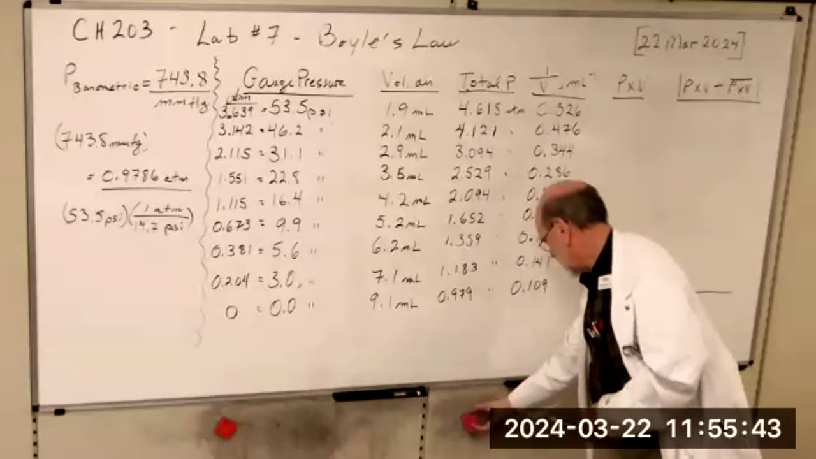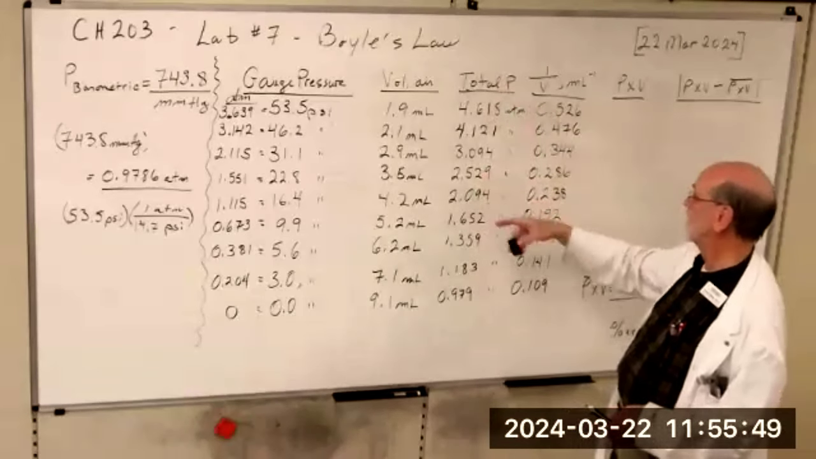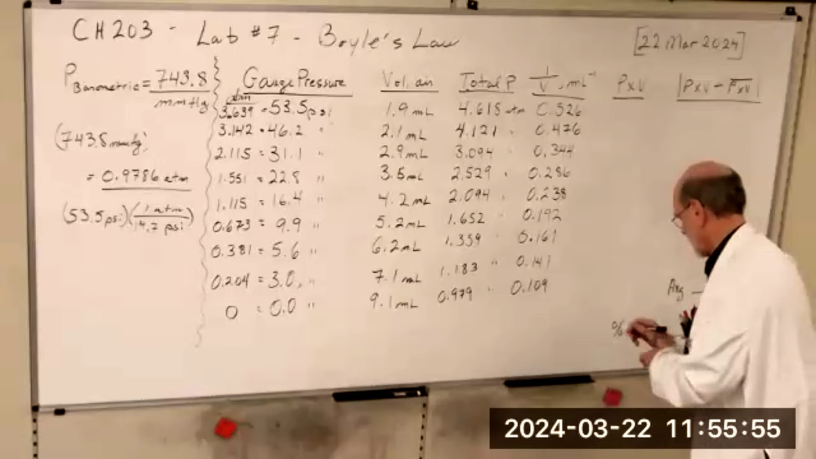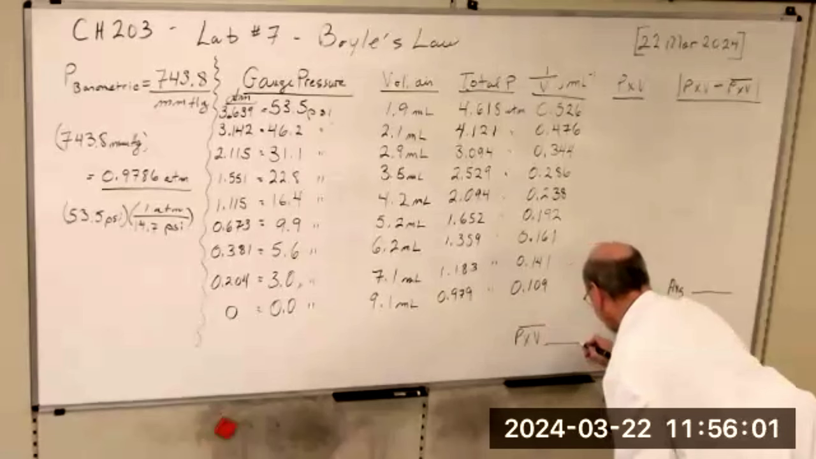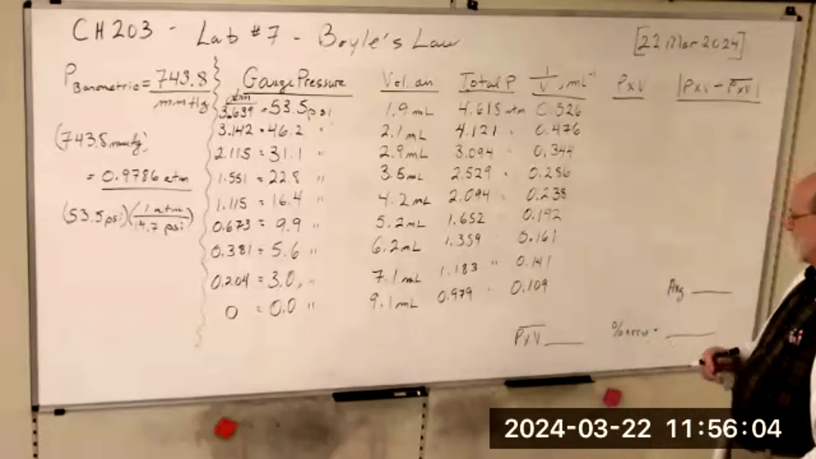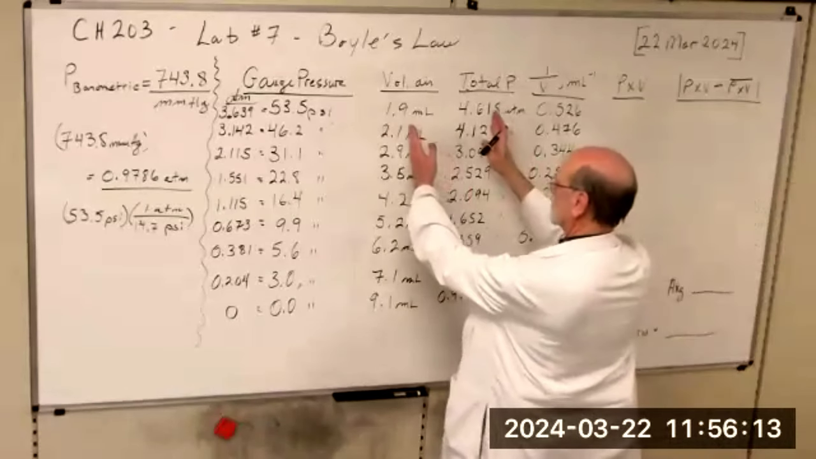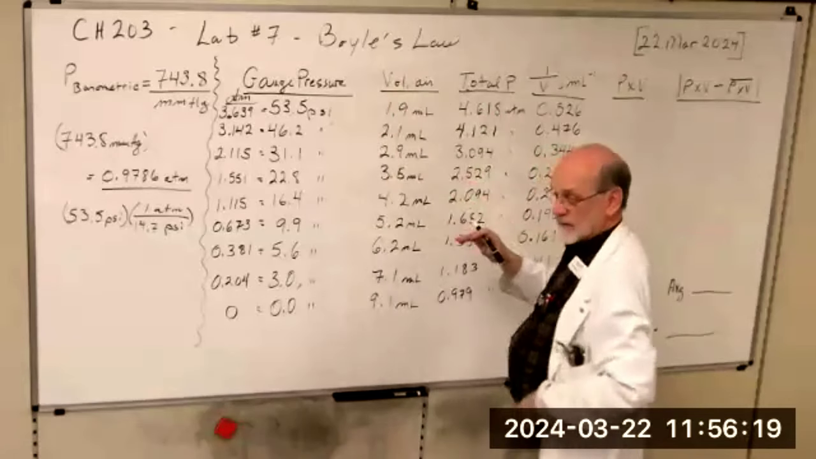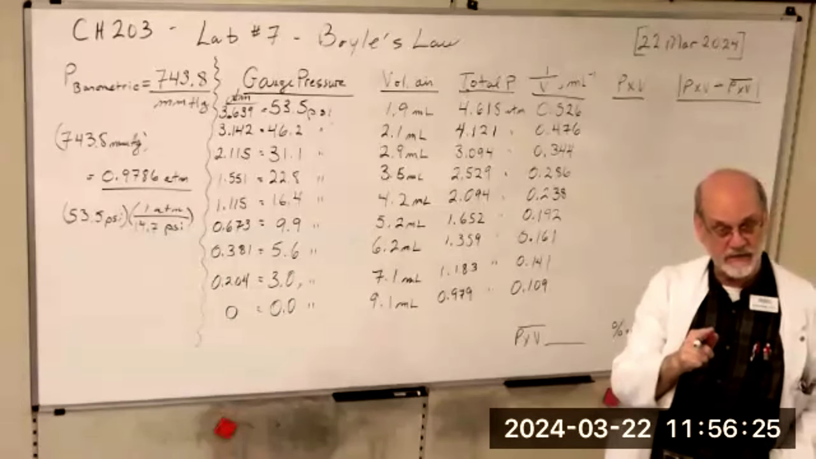So the x-axis would be the total ATM? Right. And the y-axis is the... In the first graph, we would just plot the volume. Right. The x-axis is what did you change? As the experimenter, you change the pressure. That's the x-axis.